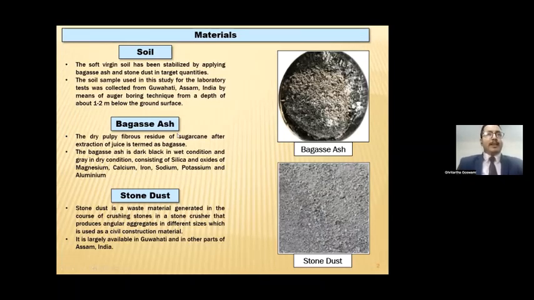So in this slide, you can see the materials. The first is the virgin soil. The soft soil sample used in the study for the laboratory test was collected from Guwahati, India, by means of auger boring technique from a depth of about 1 to 2 meters below the ground surface. The natural moisture content of the soil was measured about 31%. And the sample was air dried and thereafter used in the laboratory for investigation.